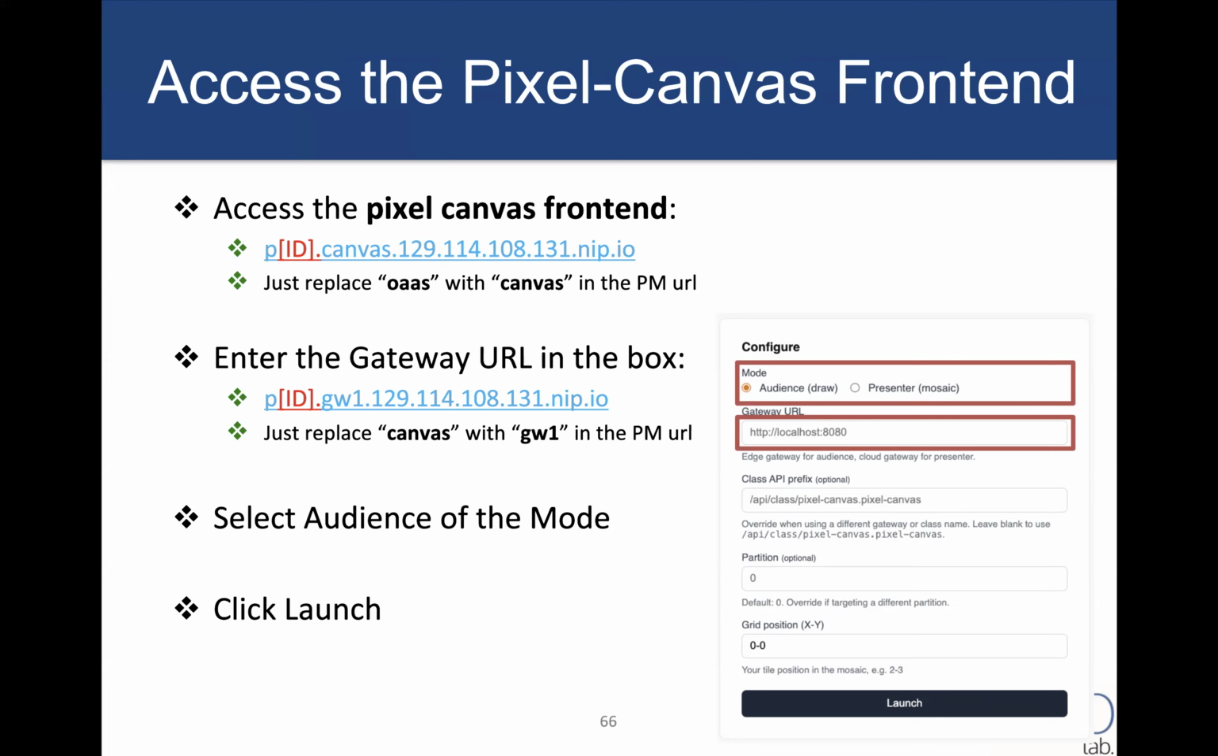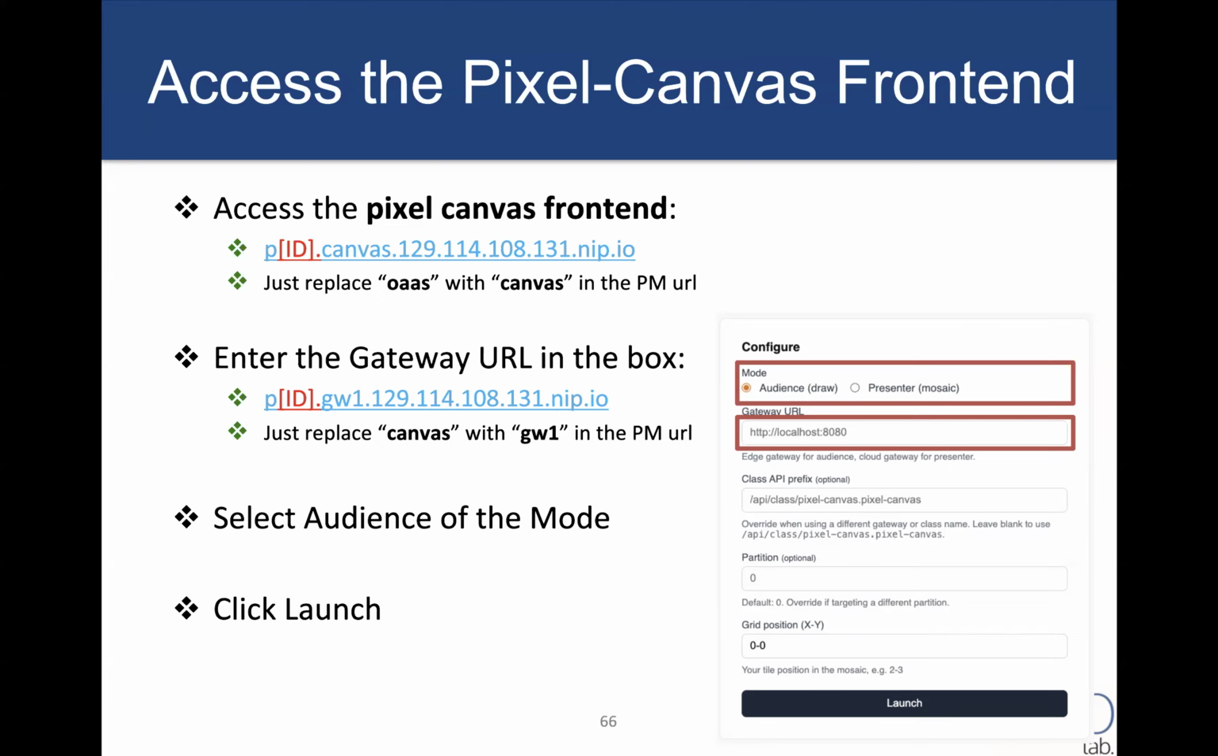CANVAS. So it should be p1.canvas, then dot and the whole thing. Right. So if you entered it correctly, you should see this portal. You can see it, right? Now, this is the front end.